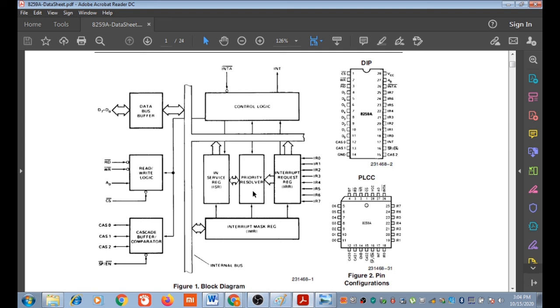Priority resolver takes information from IRR, IMR and ISR to determine whether the new interrupt request has the highest priority or not. If the new interrupt request has the highest priority, it is selected and processed. The corresponding bit of ISR will be set during the interrupt acknowledge machine cycle.